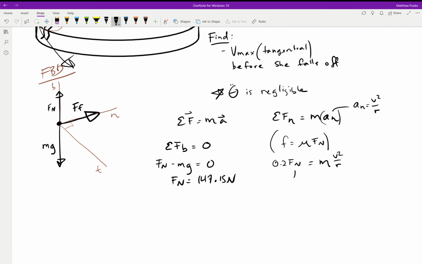Okay, we know what this is. We just calculated it. We know r, we know the mass. We can find the speed. It comes out to be 3.13 meters per second.